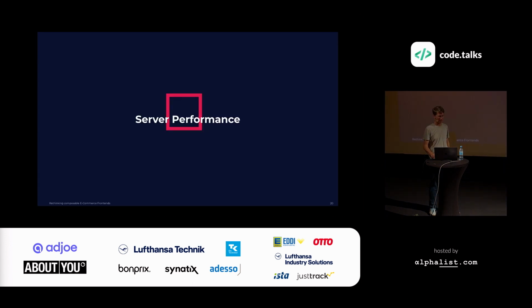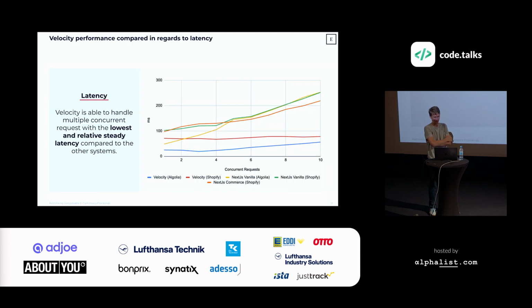So is this fast? We did some benchmarks, and we're actually quite happy with the outcome. As I said, we have Velocity speaking to Algolia, which is the blue line here, and then we have Velocity speaking to Shopify. All of these tests are not cached, so it's really the pure calling. The response times also depend a lot on the APIs we are calling, so Shopify, Algolia. Then we did the same thing with Next.js, loading the data via our Velocity backend implementation, but then using Next.js to render everything.